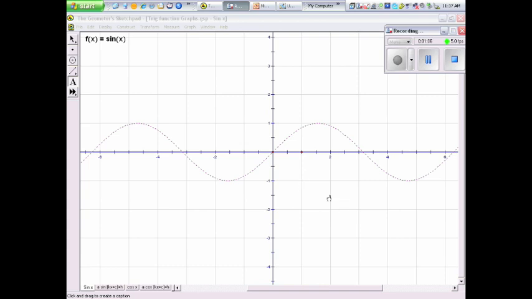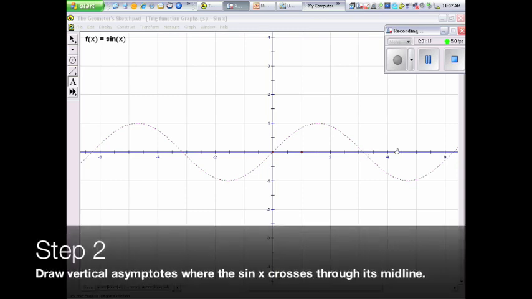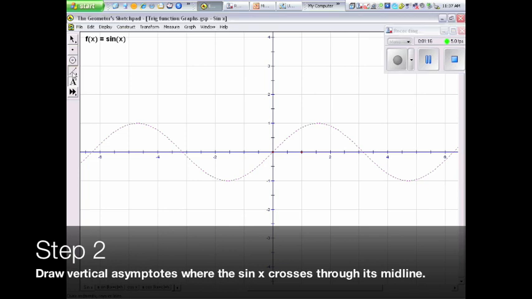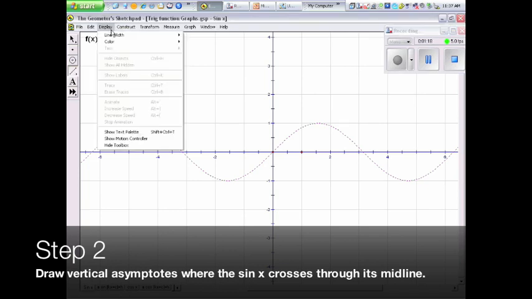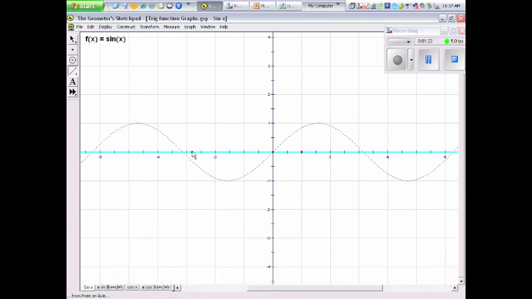Now, something that we do want to do is at every intersection of the x-axis, we draw a vertical asymptote. So at the zeros, we're simply going to draw a line. Now I'm going to make these lines dotted because they're really not part of my graph. And so you can see here, there's an asymptote right about here.